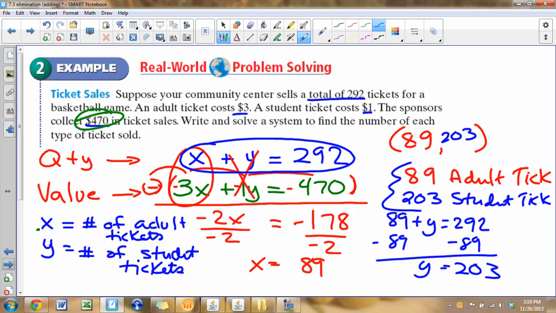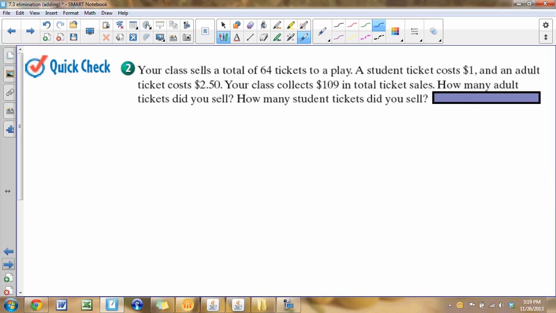All right, let's try one more. Your class sells a total of 64 tickets to a play. A student ticket costs $1 and an adult ticket costs $2.50. Your class collects $109 in total ticket sales. How many adult tickets did you sell? How many student tickets did you sell? Okay, same thing. I got quantity and value. So I think I'll just stick with this: number of adult tickets, and then number of student tickets.